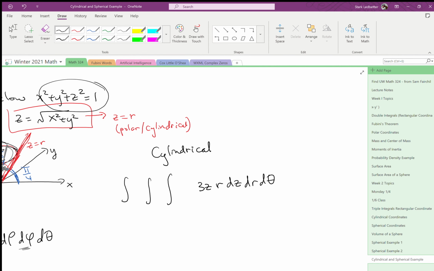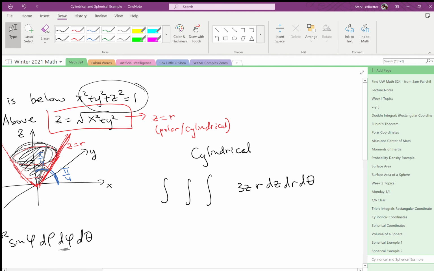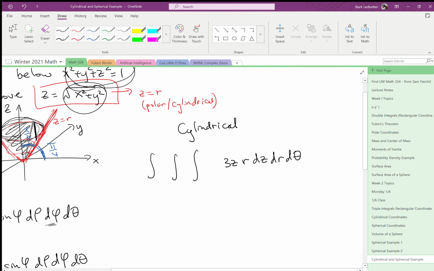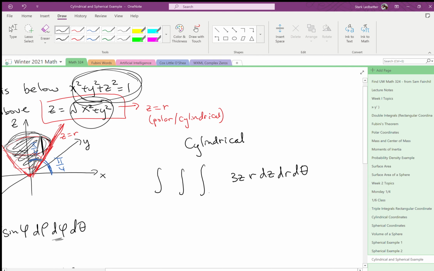All right, then z. Okay, so here's where it still looks a little bit like Math 126. Z is now going from this surface to this surface. That's fine. It's really going from z equals r to the root of 1 minus r squared. Not terrible. R is going, let's see.